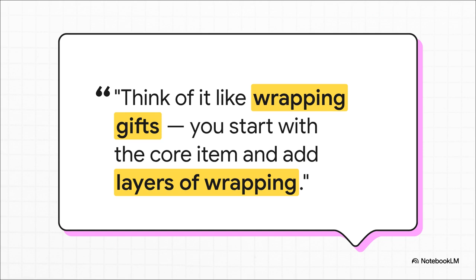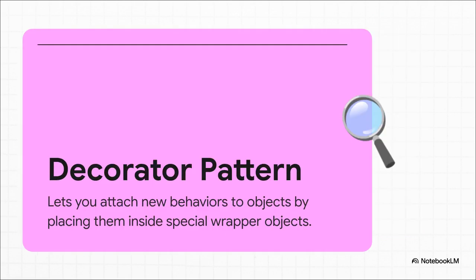He says, Emma, stop thinking about creating a whole new thing for every single drink. Instead, think of it like wrapping a gift. You start with the main gift, and you just add layers around it. And that simple idea, that gift wrapping analogy, that is the absolute core of the decorator pattern. And now that we get the problem she was facing, this textbook definition suddenly makes a ton of sense. It's a pattern that lets you attach new behaviors to objects by putting them inside these special wrapper objects.